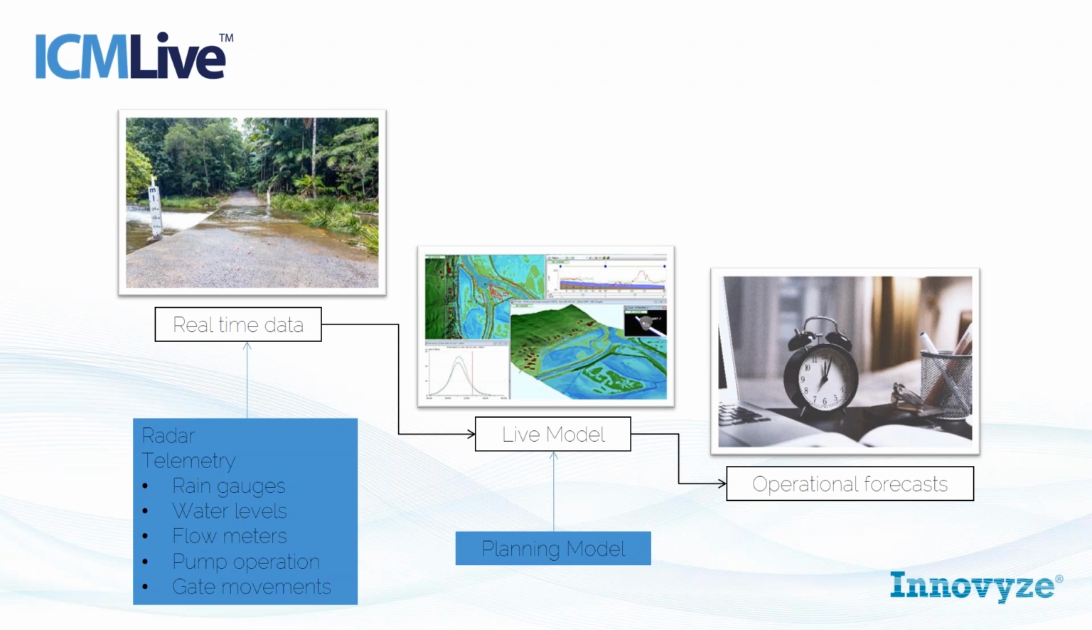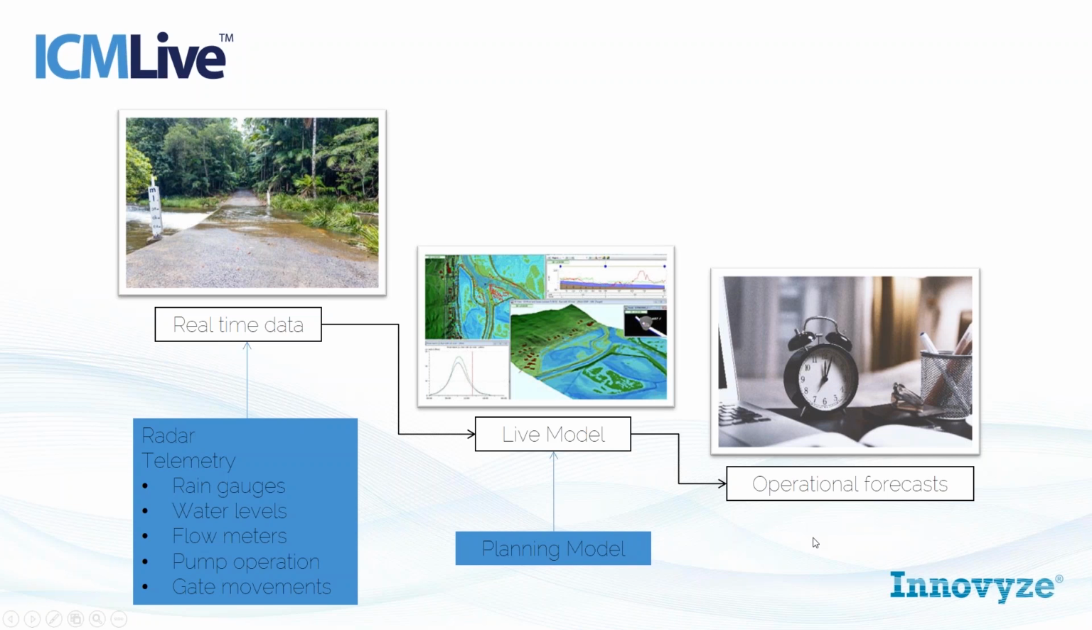And then again, the time series database technology is a way of connecting to ICMLive. ICMLive is a way of putting the technology in the space of operators for operational decision support. It's also a way of keeping models more up to date. So if I'm bringing in my rain gauge information, my water levels, my flow meters, my pump operation, and I'm using my planning model as a technology that underpins that, now all of a sudden you have the opportunity in your organization to create operational forecasts.